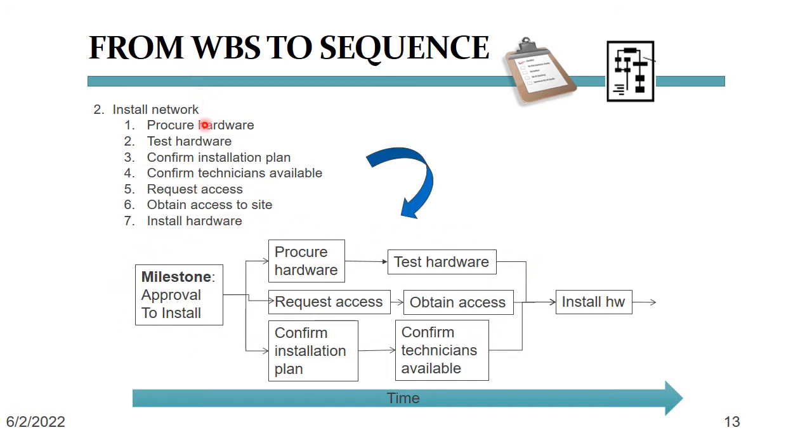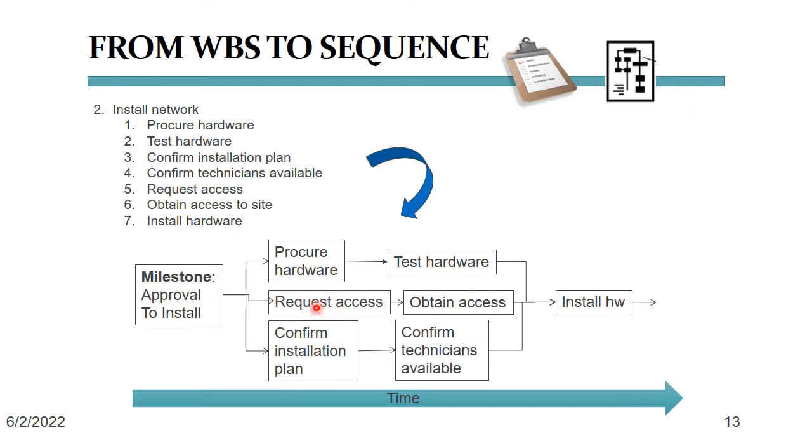Look at our WBS number 2 and its subtasks in the upper left-hand corner of the slide. Naturally, before we can test the hardware, we need to procure, that is, buy it. And we should probably test it before we install it, right? So there is a logical sequence to these tasks, which is what you see in the upper parts of the diagram here. But while we buy and test the hardware, we should also request access and obtain the keys to the building in which we install it.